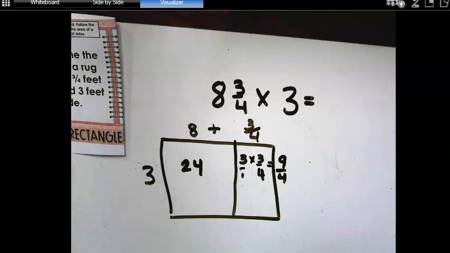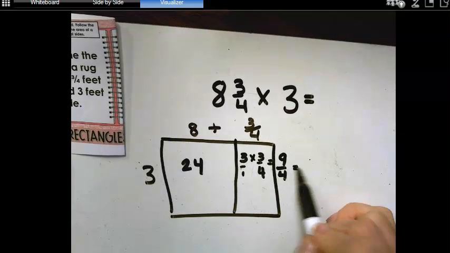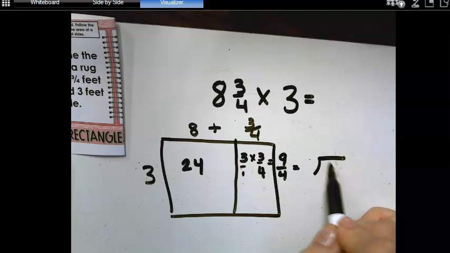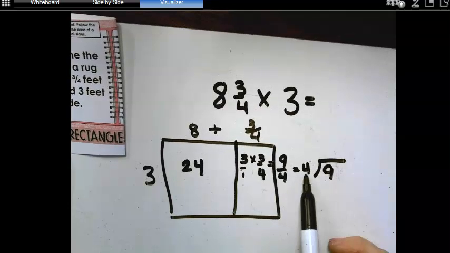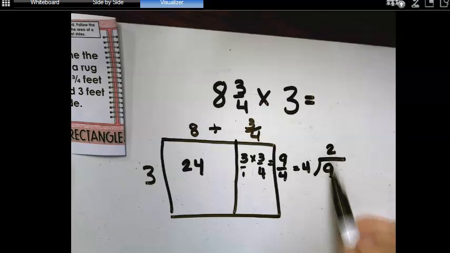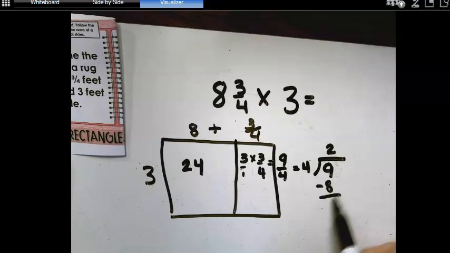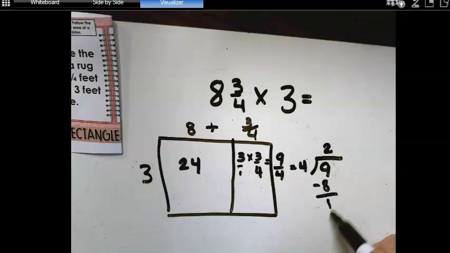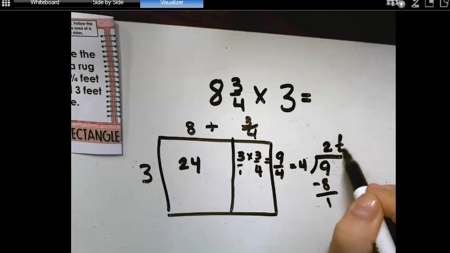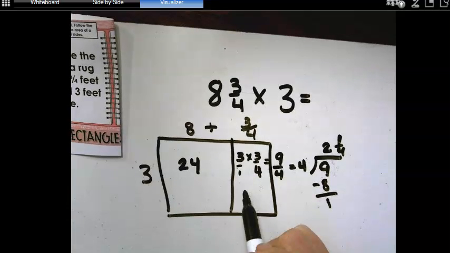9/4 is improper, so I'm going to have to divide. I know 4 goes into 9 2 times. 2 times 4 is 8. I subtract out that 8. I have 1 left over. And then I take that 1 and I'm going to rewrite it as a fraction remainder. So I know that this part is equal to 2 and 1/4.